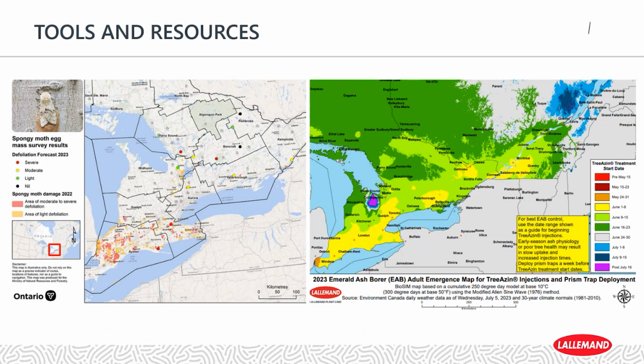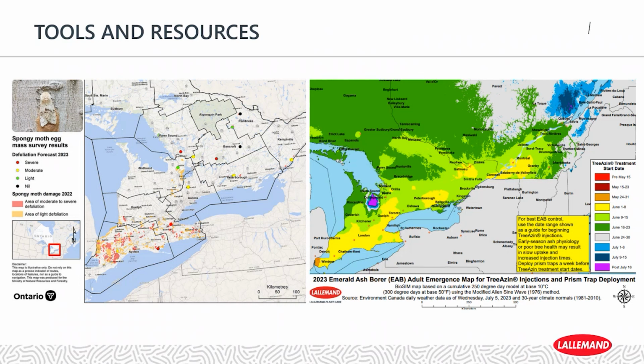Continuing and ending this webinar with more tools, the Ministry of Natural Resources and Forestry monitors forested areas in Ontario for insect, disease, and weather-related disturbances like wind or drought. And these maps can be found on their website. Some municipalities will also survey for pests and provide updates on their treatment plans.